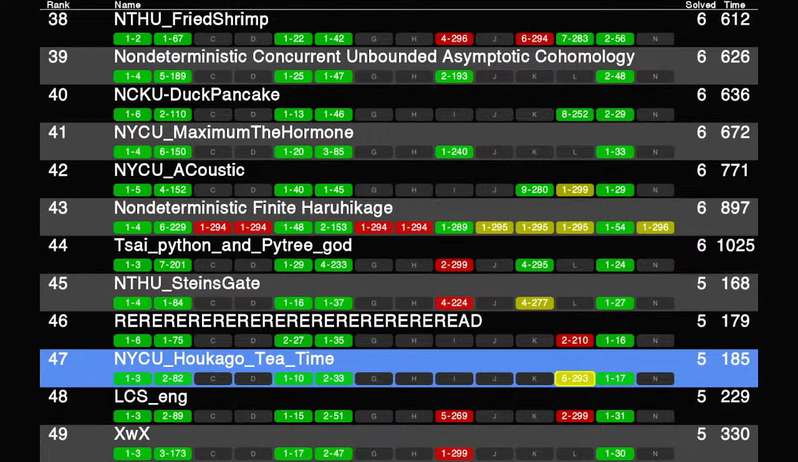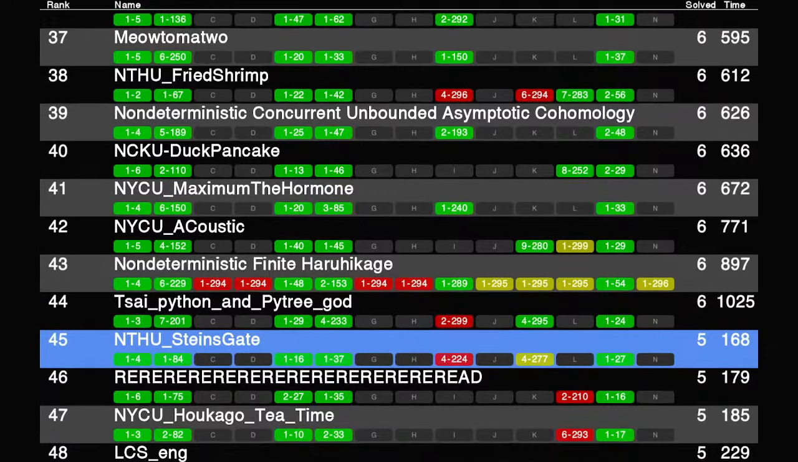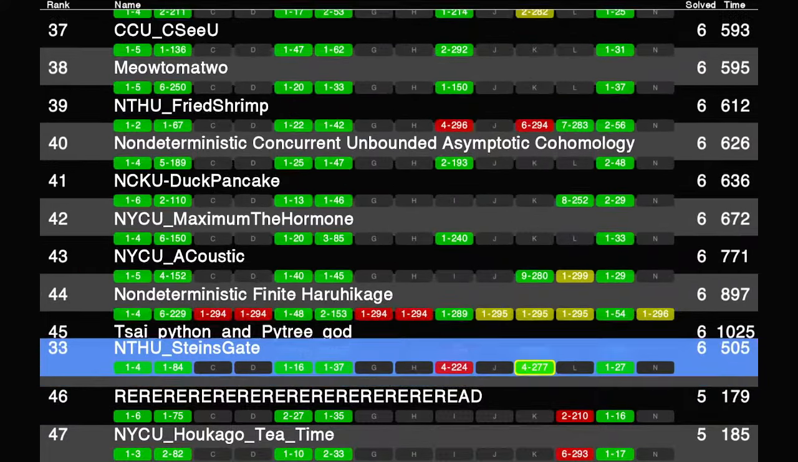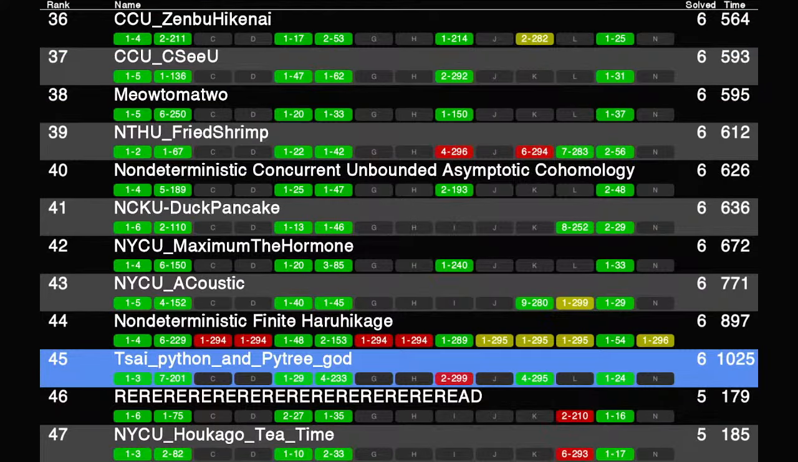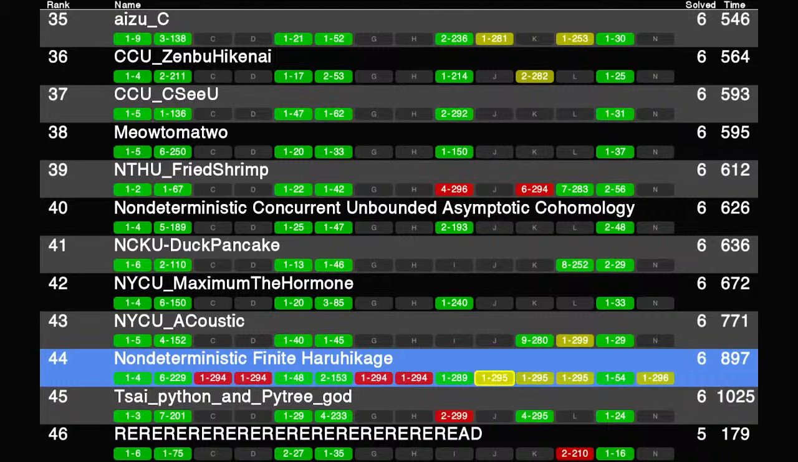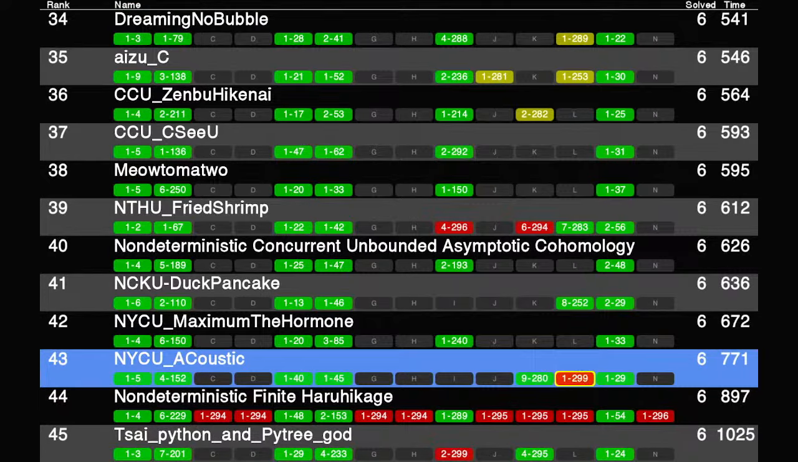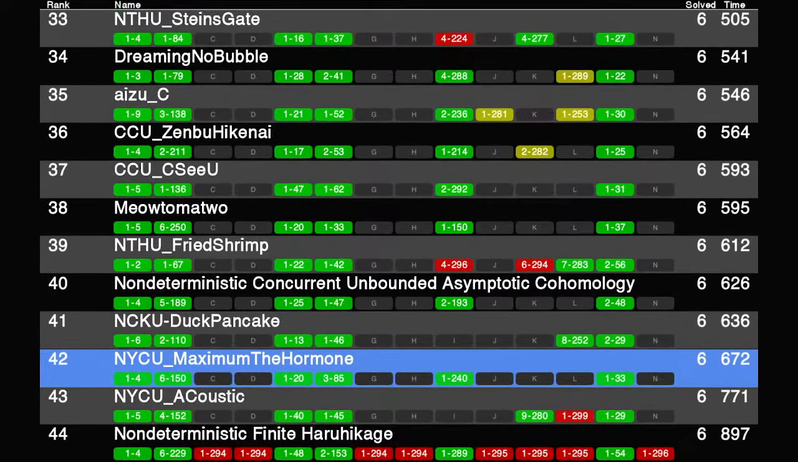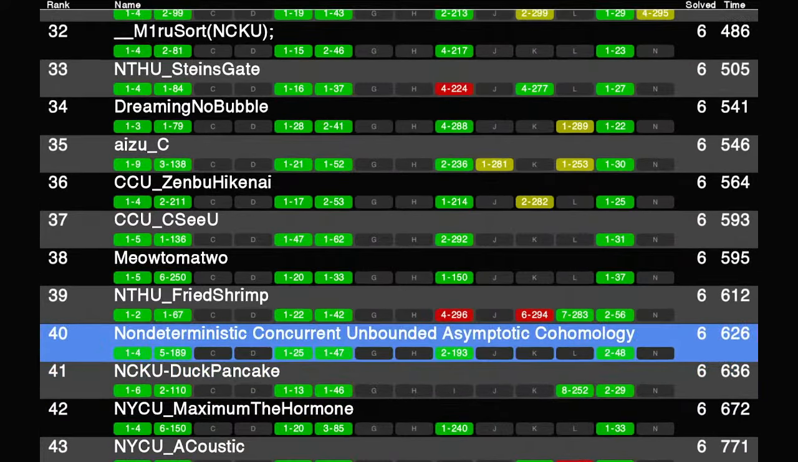NYCU Hokkaido time, 6 submissions on problem L, got a no. There are certain reads, and there was one team move up, I didn't see who. Python Patrick got is finished. Non-deterministic finite Haruhikage got 4 submissions left, and all of them are no. NYCU acoustic, that submission on L is a no. NYCU maximum hormone is finished.